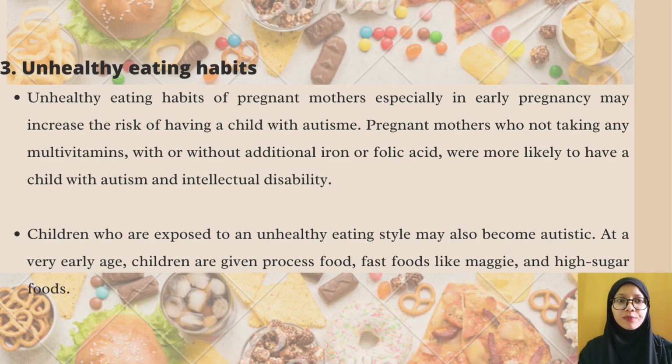Thirdly, unhealthy eating habits. Unhealthy eating habits of pregnant mothers, especially in early pregnancy, may increase the risk of having a child with autism. Pregnant mothers who are not taking any multivitamins with or without additional iron or folic acid will be more likely to have a child with autism and intellectual disability. Children who are exposed to an unhealthy eating style may also become autistic at a very early age. Children who are given processed food, fast food like Maggi and high sugar foods can be led to autism.